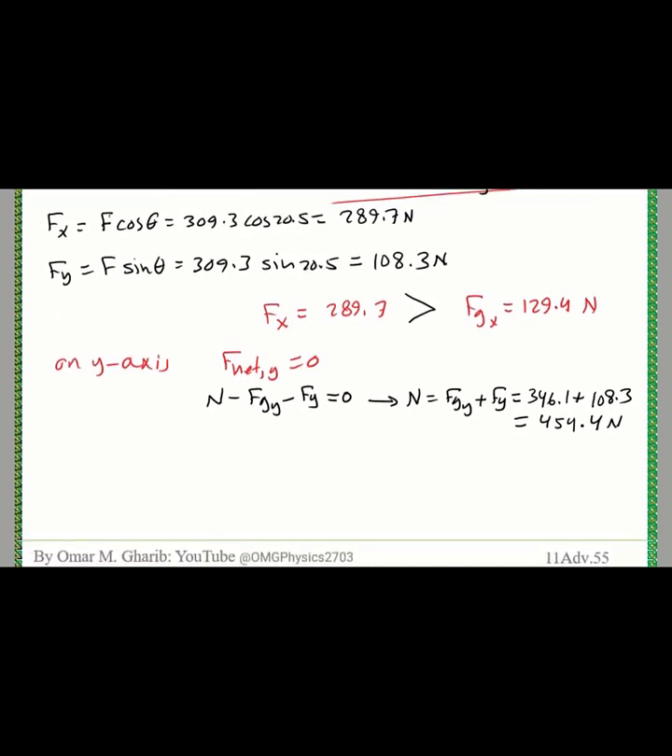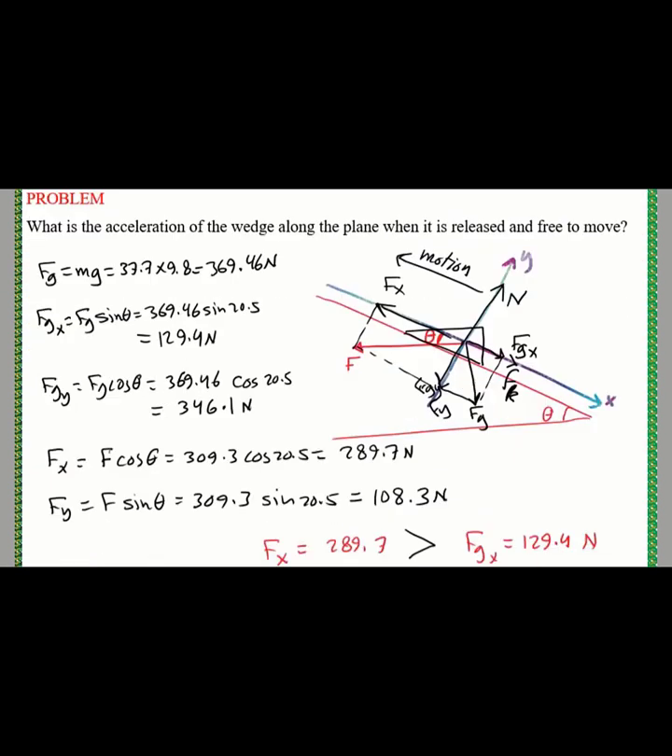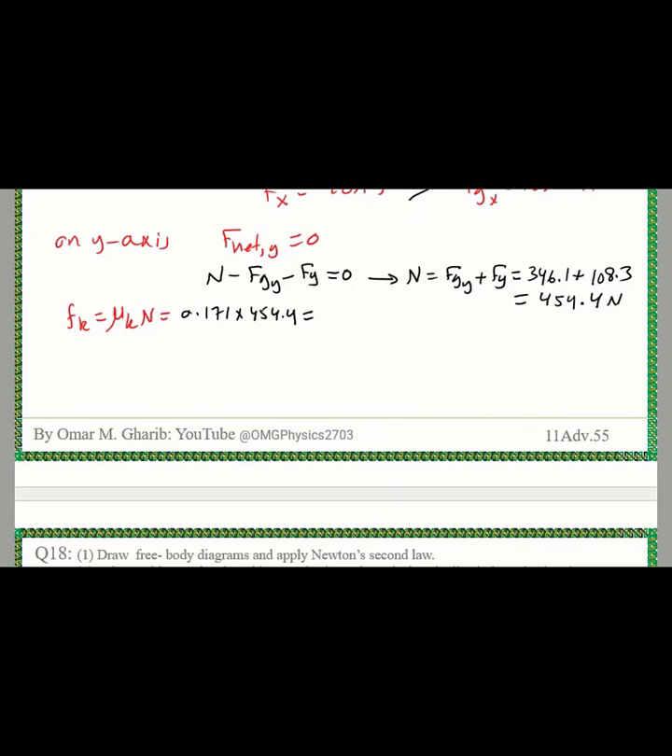Since you have N, you can find Fk. Fk equals mu k times N. Mu k is 0.171 times 454.4, okay, times 0.71. This is 77.7. This is the friction.